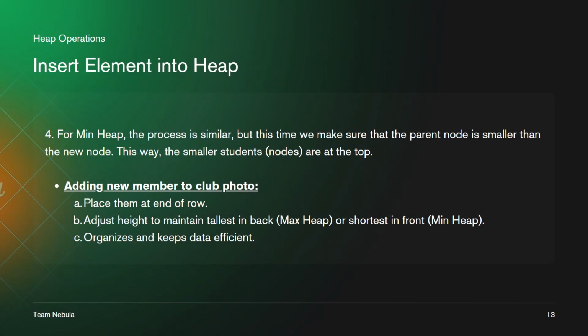For min heap, the process is similar, but this time we make sure that the parent node is smaller than the new node. So in this way, the smaller students are at the top. In simple terms, imagine you are adding a new member to a club photo. You put them at the end of the row and then you adjust the height of everyone so that the tallest people are in the back for a max heap or the shortest are in the front for a min heap. This helps in keeping things organized and efficient when working with data.